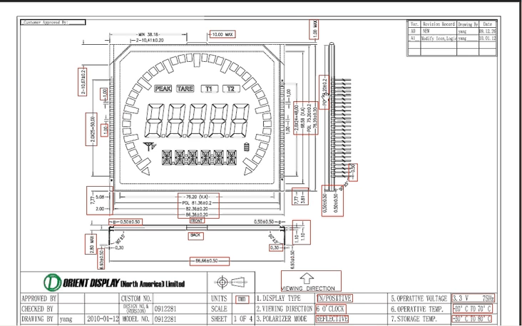And for the right-hand side, we can see this is also the distance from the middle of the first to the last ITO trace. And this 68.58, that is the viewing area. That is the viewing area.